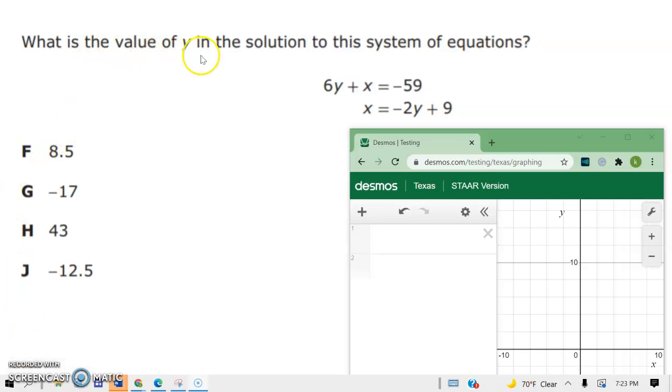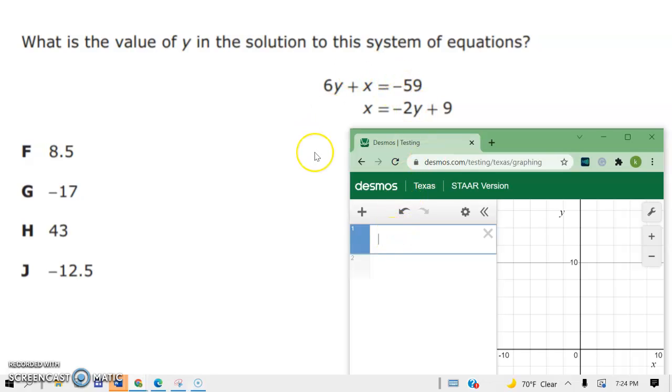It reads, what is the value of y in the solution to this system? Again, we have the word solution. So basically it means where the two lines cross. Now this one has a little bit more letters in it. We have the x and the y.